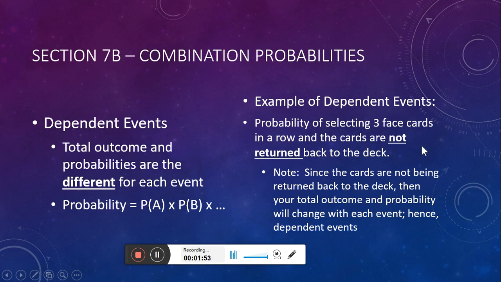An example of dependent events: probability of selecting 3 face cards in a row and the cards are not returned back to the deck. Now, since the cards are not being returned back to the deck, then your total outcome and probability will change with each event. Hence, it's going to be considered as a dependent event.